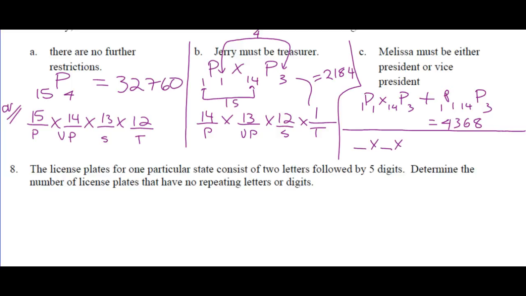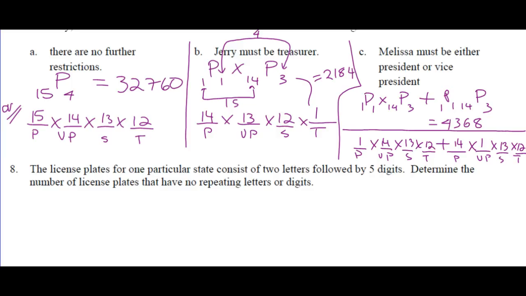President, vice president, secretary, treasurer, or president, vice president. So P, VP, S, T, P, VP, S, T. So we're going to make her the president. And then we have 14, 13, 12, or, which is plus, we're going to make her the vice president, and then we've got 14, 13, 12. Which either way works out to 2 times 14 times 13 times 12.